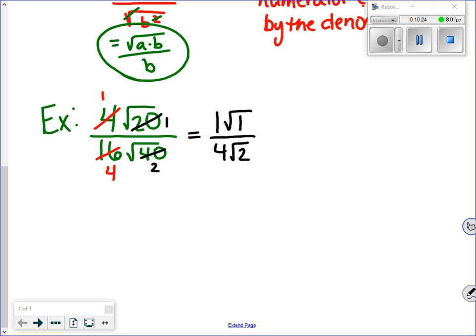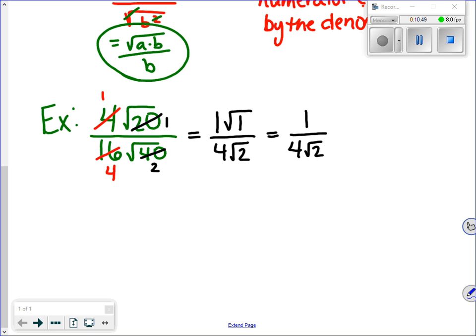What is the square root of 1? 1. And 1 times 1 is 1. So this is really just 1 over 4 square roots of 2. Agreed? So notice how we made everything smaller. We did not try to start multiplying by 16 square roots of 40. Do not do that. You will not have time to do that, and your numbers will be so big without a calculator. So there's no sense in doing that.